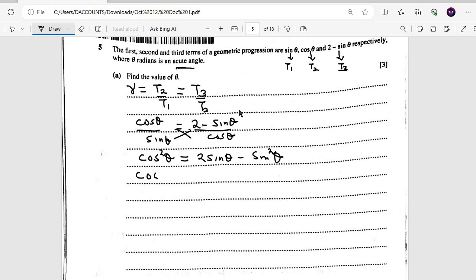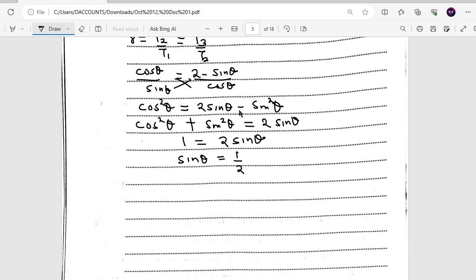Collect your like terms. Cos squared theta plus sine squared theta equals 2 sine theta. From the general trigonometry rule, cos squared theta plus sine squared theta is 1, so 1 equals 2 sine theta. Let's make sine theta the subject of the formula: sine theta is 1/2, so theta is arc sine 1/2, which is 30 degrees. Since the question said theta is an acute angle, it's correct for theta to be 30 degrees.